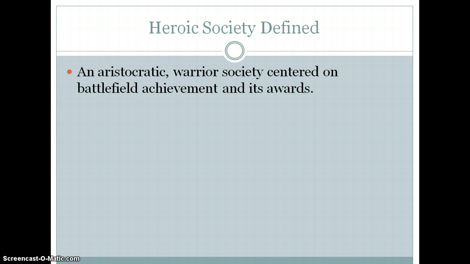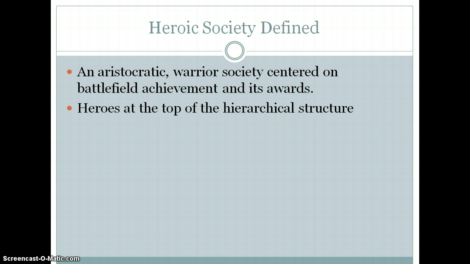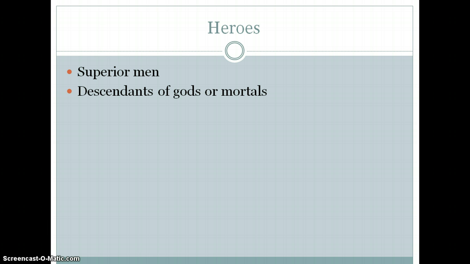First, heroic society is defined as an aristocratic warrior society centered on battlefield achievement and its awards. Your heroes are at the top of the hierarchical structure in a heroic society. They are the most important people in this society. Heroes are defined as superior men who are either descendants of gods or mortals. They can be both. One is not a requirement, but often they are descendants of gods and important mortals.